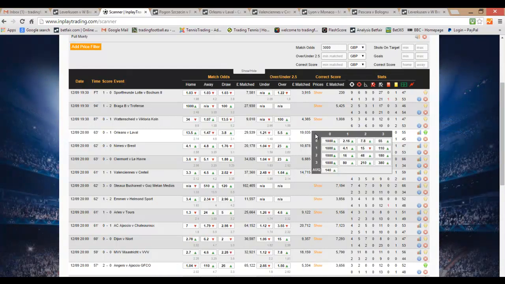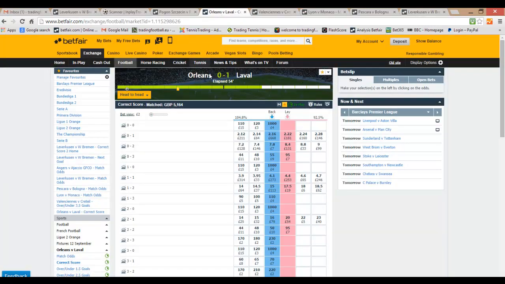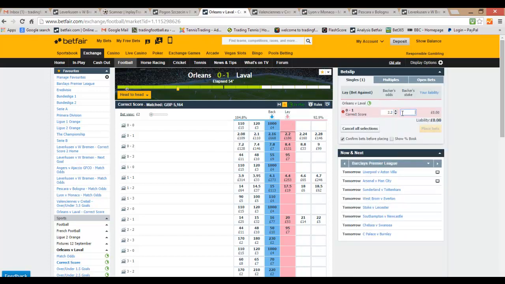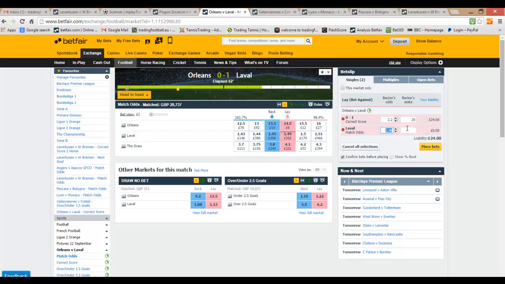Orléans-Laval, I'm quietly confident here. 63 minutes gone. Orléans still 7 shots on target. The price is now looking a little bit within range. I've decided to enter the trade here after about 62 minutes, in fact. This particular strategy, called the Gunslinger, I'm laying the leading team Laval in the match odds at 1.4, taking 1.49, 4.7 I think, and the correct score 0-1 I'm laying at 2.1 for £20.